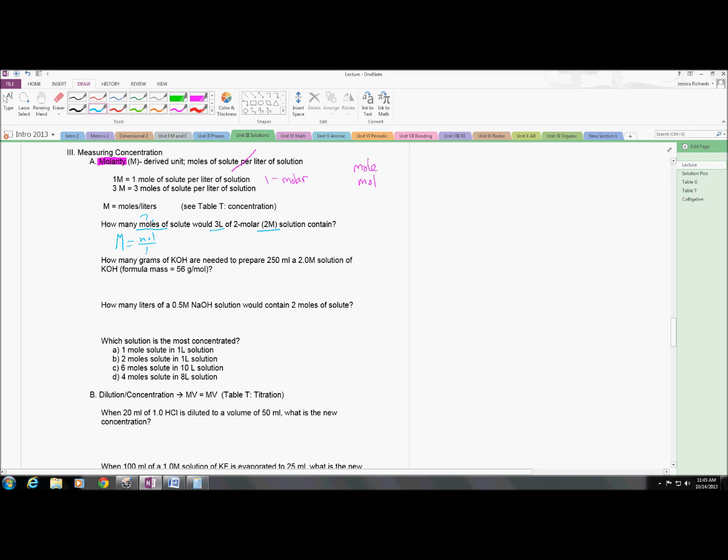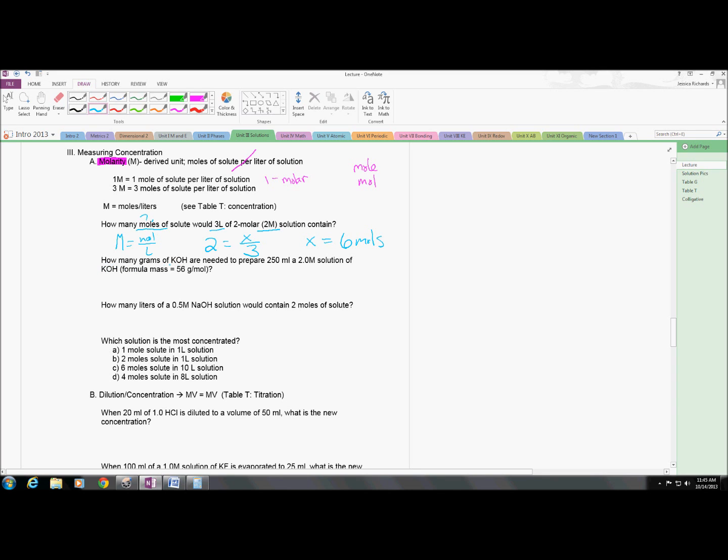So you just have to plug the numbers in. 2 molar equals X over 3 liters. Don't even need our calculator. X is 6 moles. Sometimes your concentration questions are just that easy. Now let's look at the next one.